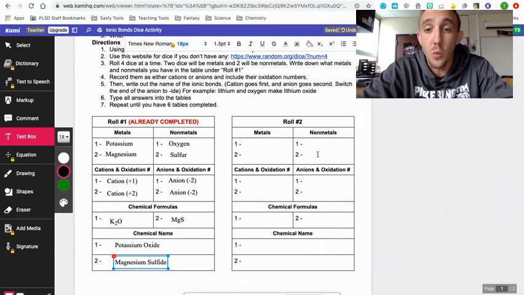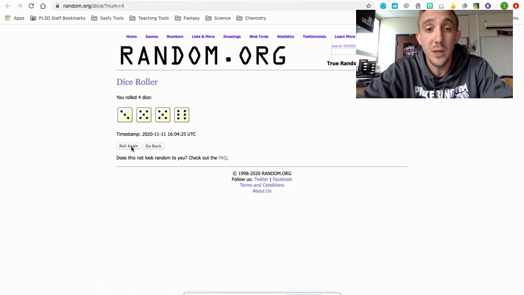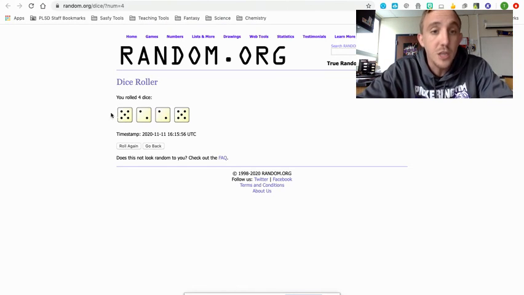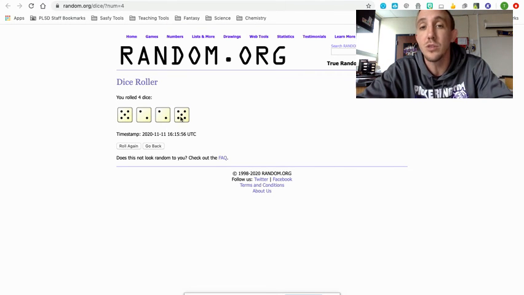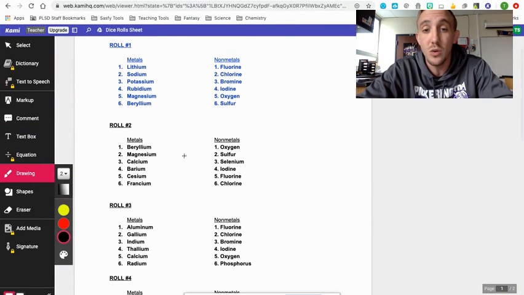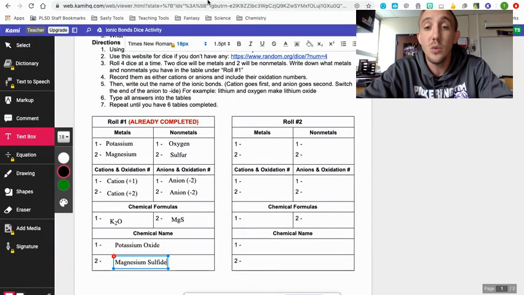Okay, and so this is what you're going to be doing for each roll. So for roll 2, I'm going to go back up here. I'm going to randomize it again. And then remember, the first 2 dice go to your metals. So it's metal 1, metal 2. Your second 2 go to your nonmetal. So your nonmetal 1, your nonmetal 2. And so you would go ahead and look at your dice sheet for roll 2, and pick your metals and nonmetals. And then you would go ahead and start roll 2.